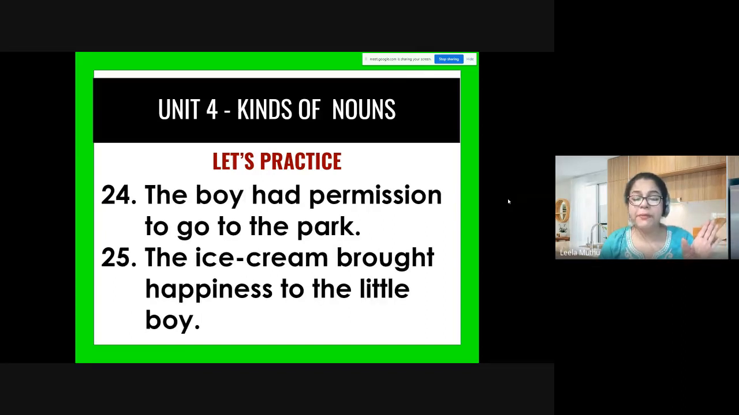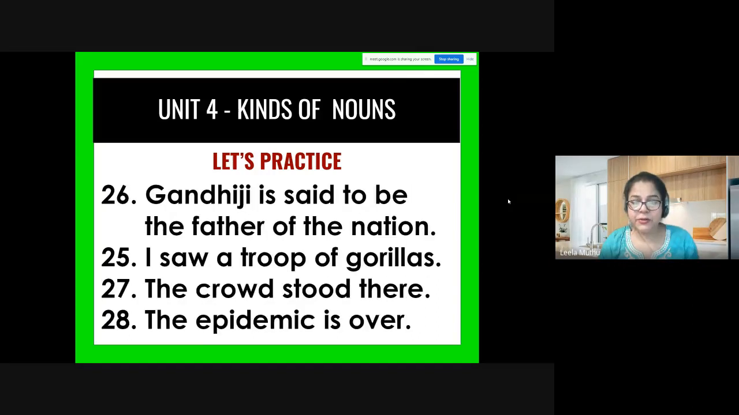The boy had permission to go to the park. Permit, permission. Permission is an abstract noun. Boy is a common noun. Park is a common noun. The ice cream brought happiness to the little boy. Ice cream and boy are both common nouns, but happiness is an abstract noun.